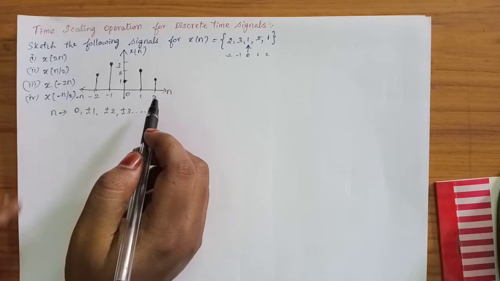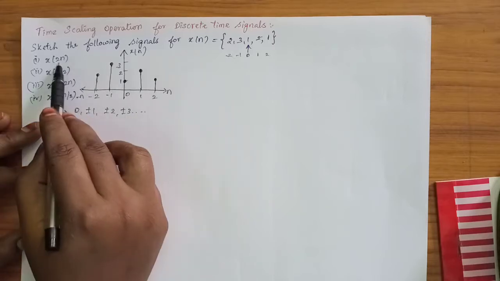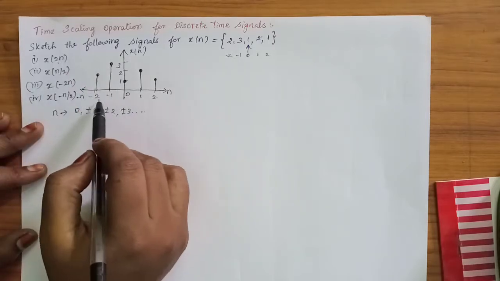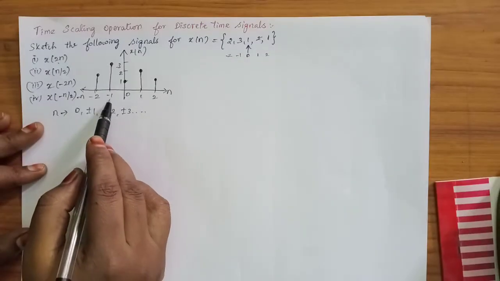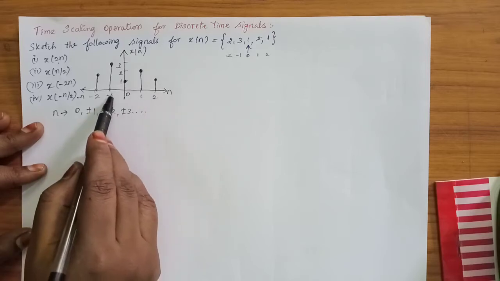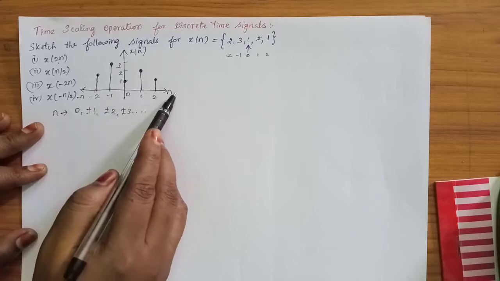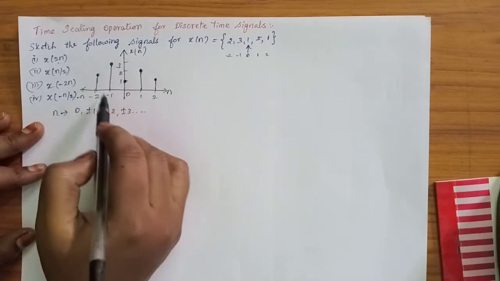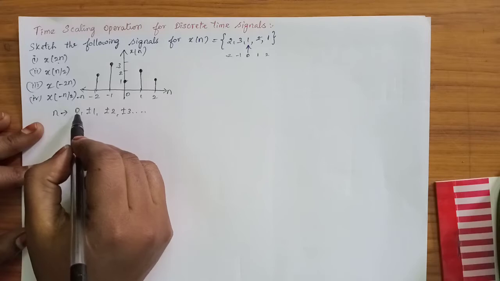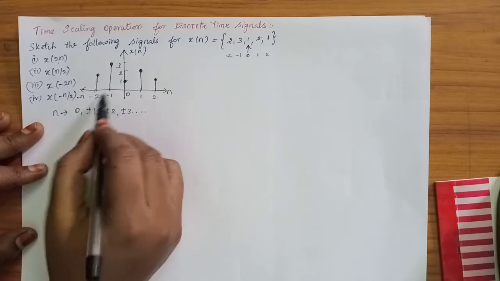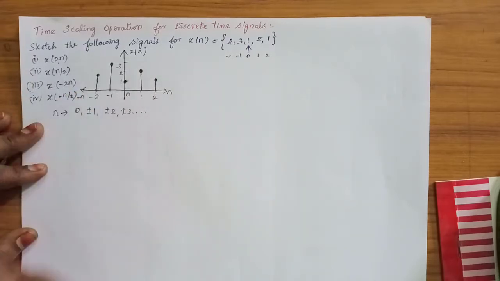So we know that in time scaling operation we have to divide the limits by a value. While dividing the samples, if we get any decimal value for n, for example if I divide minus 1 by 2, I get minus 0.5, right? Similarly if I get decimal values of n, we should discard the entire sample. So only for values 0, plus or minus 1, plus or minus 2, we have to plot the signal. I hope this will be clear after performing these operations.